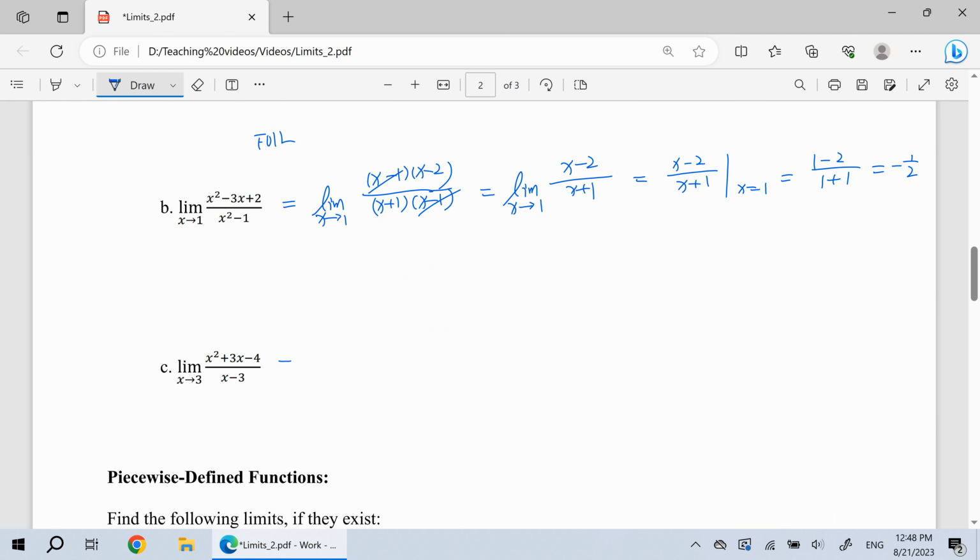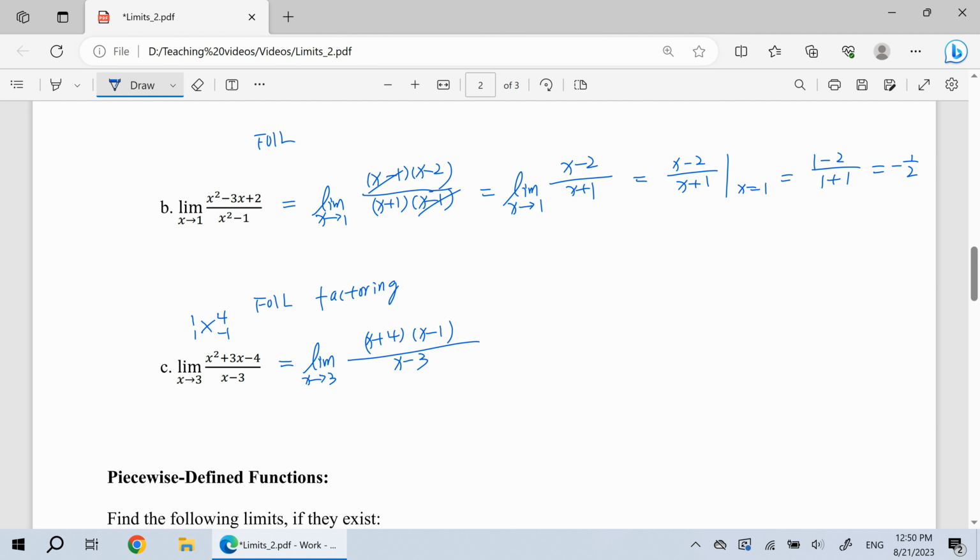Let's repeat the strategy for this limit. Apply FOIL factoring: x plus 4 times x minus 1, because it's 1, 1, right? 4, negative 1. And x minus 3. But this time, we are out of luck. No common factors between numerator and denominator. So we can't remove the denominator.